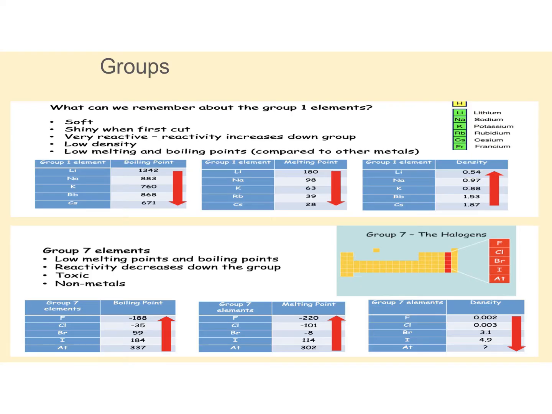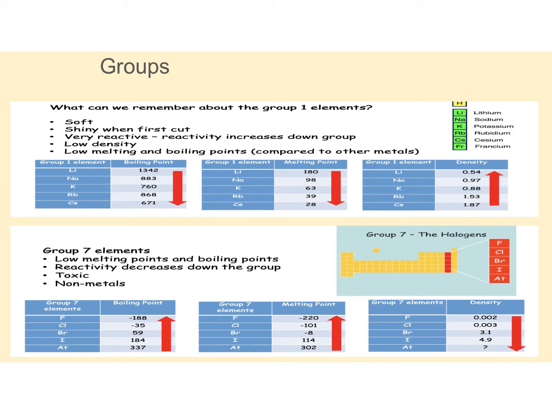This one then is a little bit of a discussion about the groups. There are no questions to fill in here. This is just knowing a couple of things about groups. There are 2 different groups you need to know about: group 1 and group 7. Group 1, boiling points get smaller down the group, melting points also get smaller, but density gets higher. So the ones at the bottom have a lower melting and boiling point, but they are heavier.